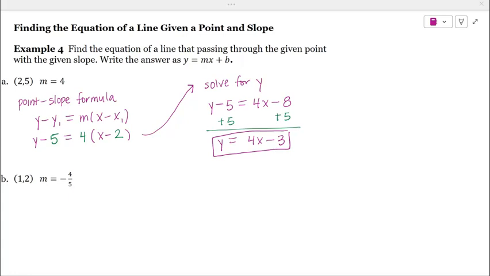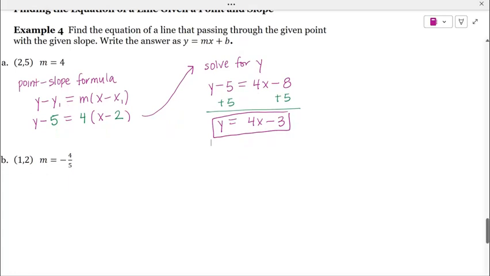All right, for example B, we'll use that same formula that we did before. y minus y1 equals m times x minus x1. We'll plug in 2 for y and 1 for x, and negative 4/5 as the slope. And then let's rewrite this into mx plus b form. I have y minus 2 equals negative 4 over 5x plus 4 over 5.